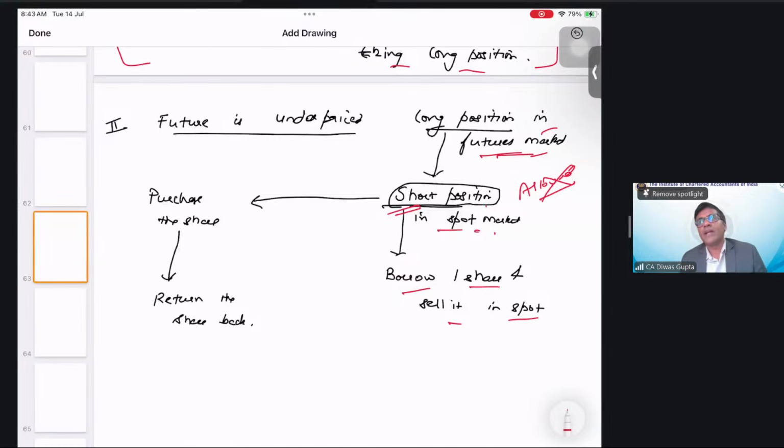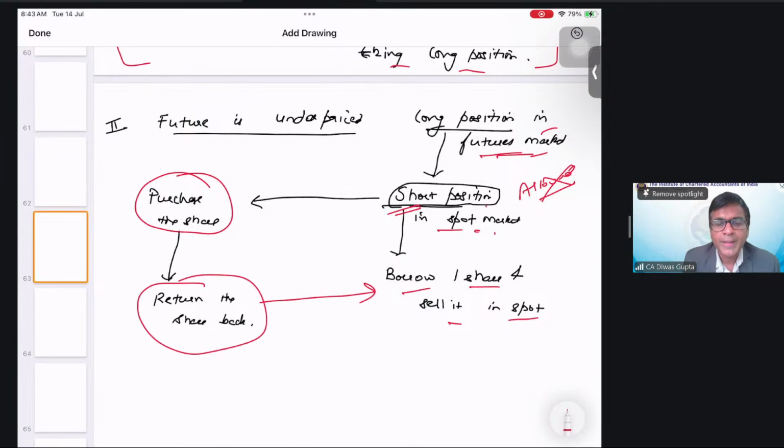Simple. If, let's say, the delivery of the share has to happen, I will borrow one share and sell it in the spot market. Then on the expiry, I'm going to purchase the share and return it to the person from whom I borrowed it. But in a way, using this strategy, again, I would be able to make an arbitrage gain to the extent of the future which is underpriced compared to the market prices. Clear?